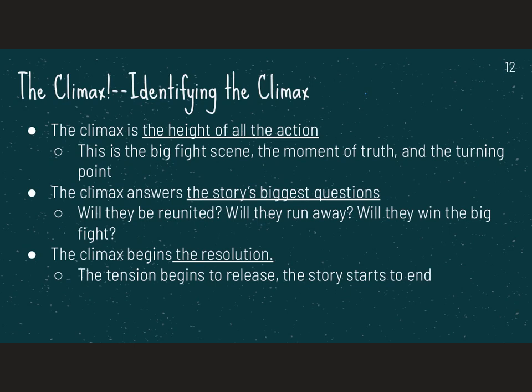So the climax, remember, is the height of the action. This is that turning point. This is the big fight scene, the moment of truth and the turning point. The climax is going to answer the story's biggest questions. Will they be reunited? Will they run away? Will they win the big fight or the big game? And then the climax starts to begin the resolution. The tension begins to release. The story starts to end.